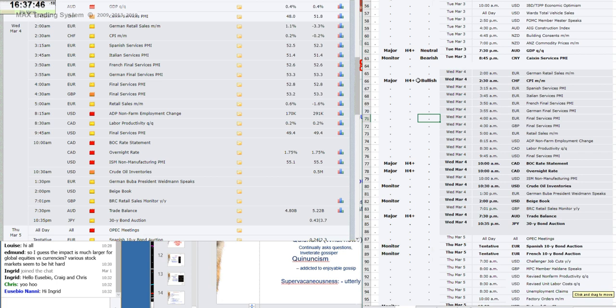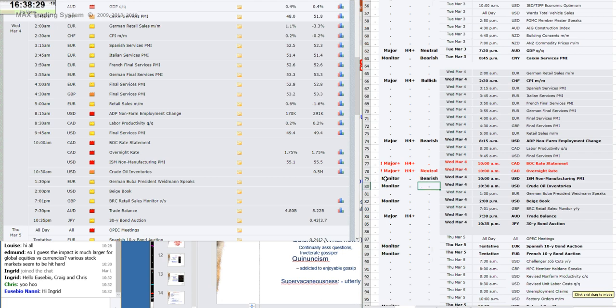So on Wednesday we have the Swiss CPI month over month, major higher time frames bullish. Then we will have the US dollar ADP non-farm employment change, major higher time frames and bearish. Then we have another big red one with the CAD, the rate statement and the overnight rate. And for the overnight rate, it will be neutral.